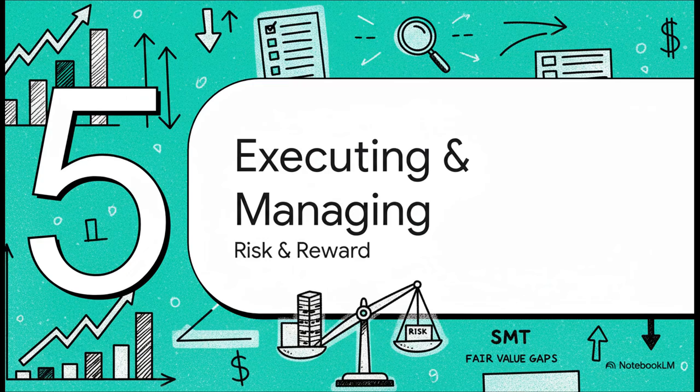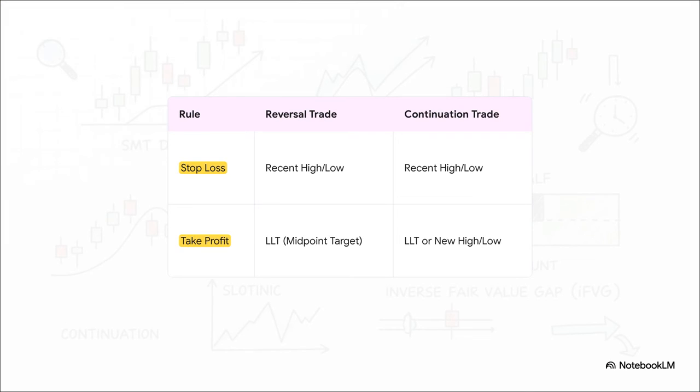Finding a great setup is only half the battle, right? It's totally useless if you don't know what to do once you're in the trade. So let's talk about execution and management, the specific rules for your stop loss, your profit targets, and how you manage the trade while it's active. And the rules here are super straightforward. Your stop loss, it always goes just above or below the recent high or low that got you into the trade in the first place. The logic is simple. If the price goes back there, your idea was wrong.